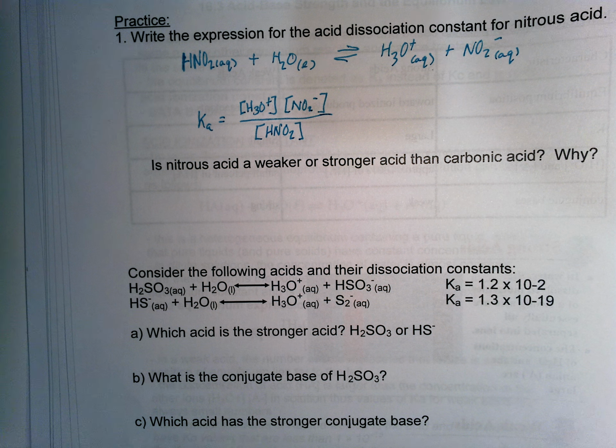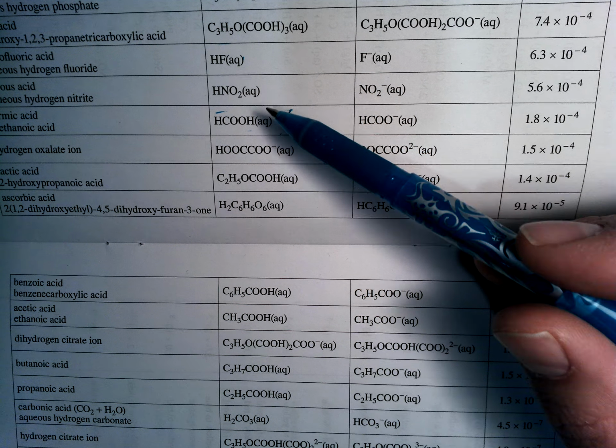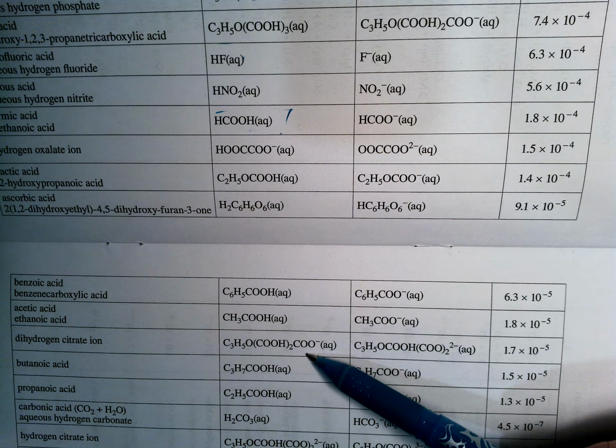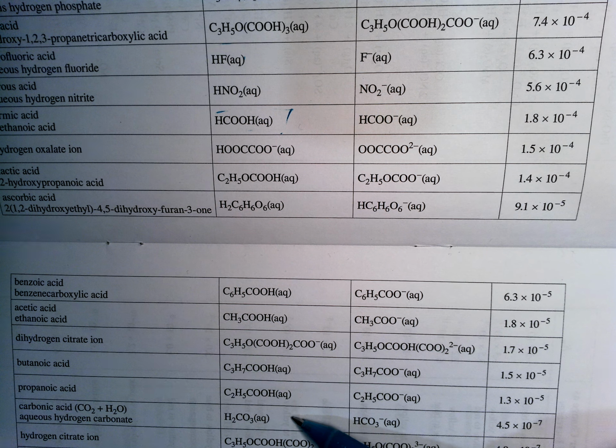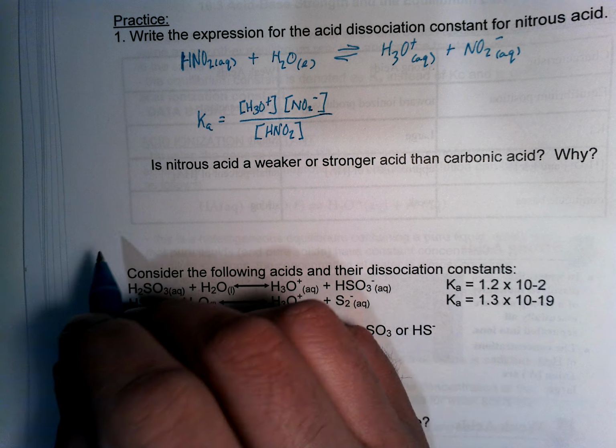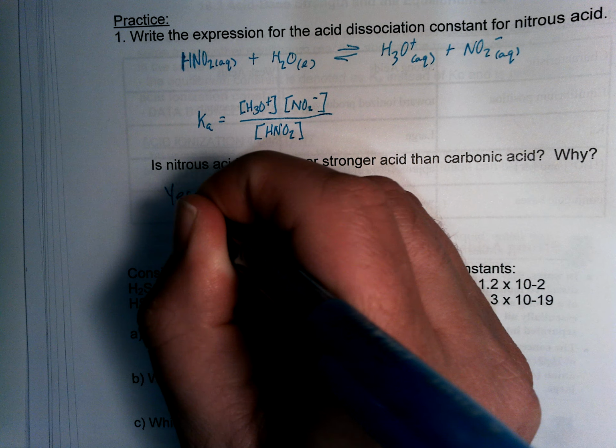Now, is nitrous acid a weaker or stronger acid than carbonic acid, and why? For this, we just look in our data booklet. So nitrous acid is here. It's above carbonic acid, which is down here. So is it stronger? Yes, it is. Okay, and why?